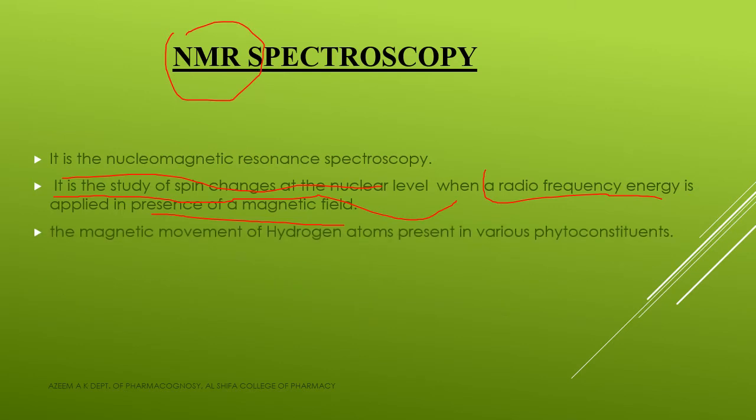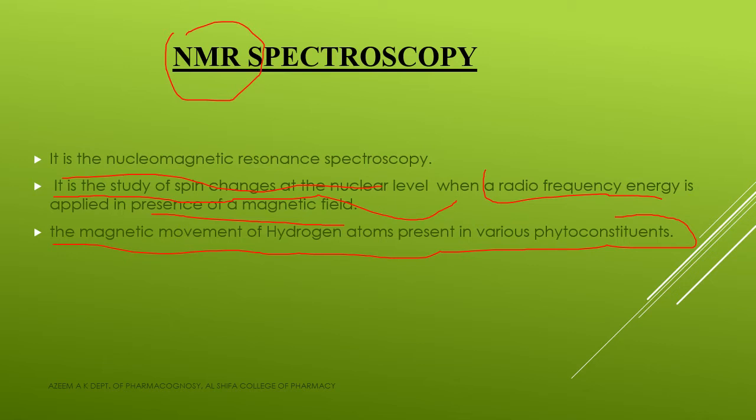Clear? So the magnetic moment of hydrogen atoms present in various phytoconstituents is estimated with the help of NMR spectroscopy. So the main purpose of NMR or nucleomagnetic resonance spectroscopy is to find out the magnetic moment of hydrogen atoms present in various phytoconstituents. Clear? So that is a major purpose of doing this NMR spectroscopy.